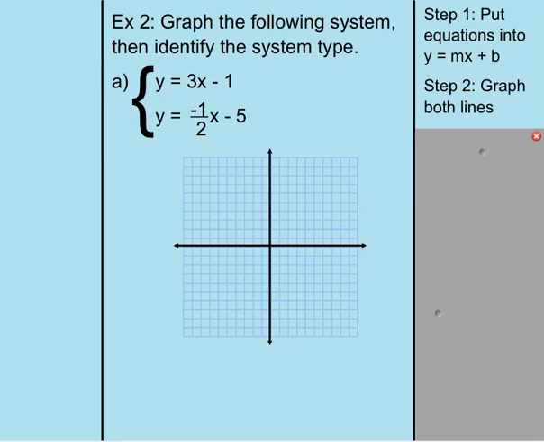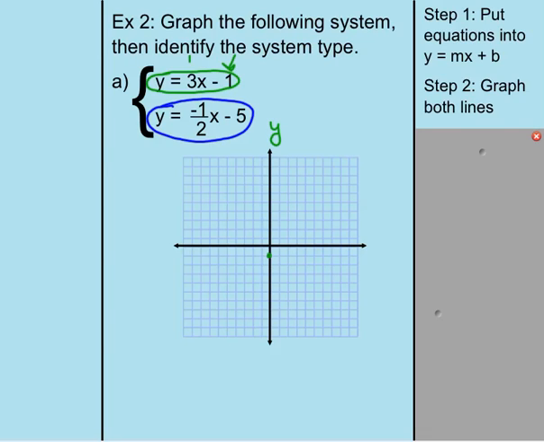Graph both of the lines. As a reminder, I'm going to color code. This line I'm going to graph green, and then our next line I'll graph blue. As a reminder on how to graph, we start with the y-intercept. The y-intercept is the constant, or the number that's all by itself. So in the case of my green line, -1. So on the y-axis, I'm going to go down to -1.